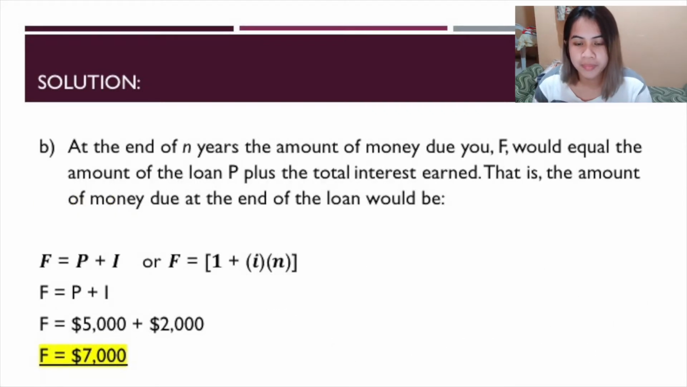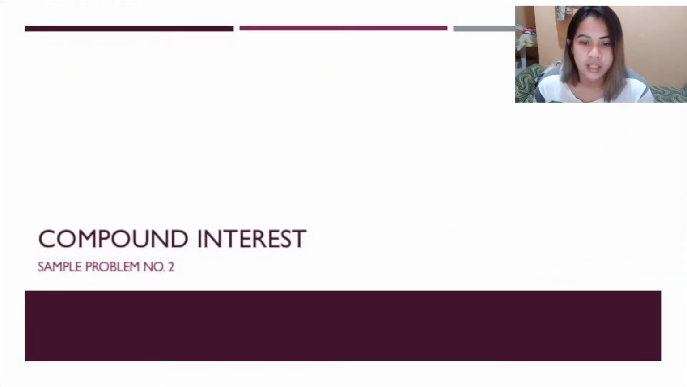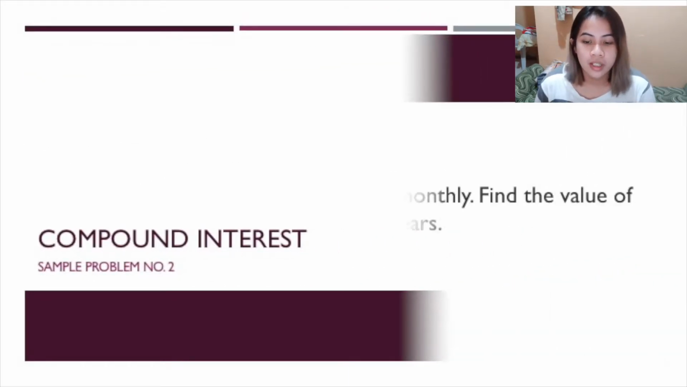For letter B, at the end of n years, the amount of money due, or F, would equal the amount of the loan P plus the total interest earned. That is, the amount of money due at the end of the loan would be F = P + I. So our P is $5,000 and our I is $2,000. We will just add the two values and that will sum up to $7,000. That is our F.